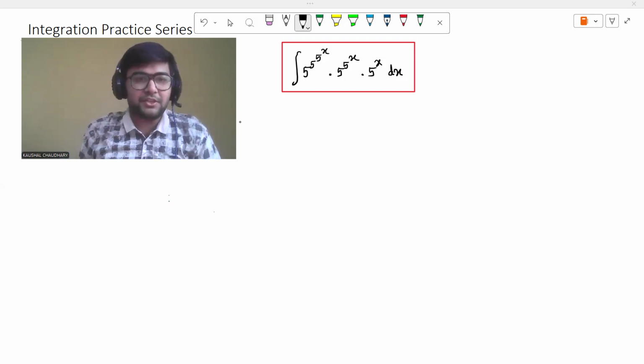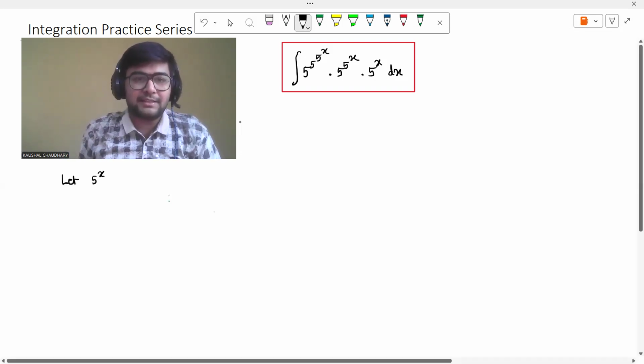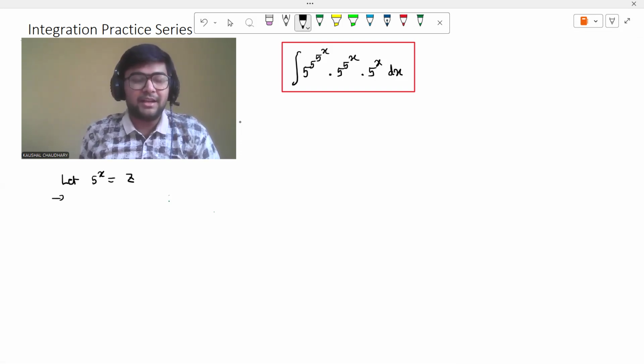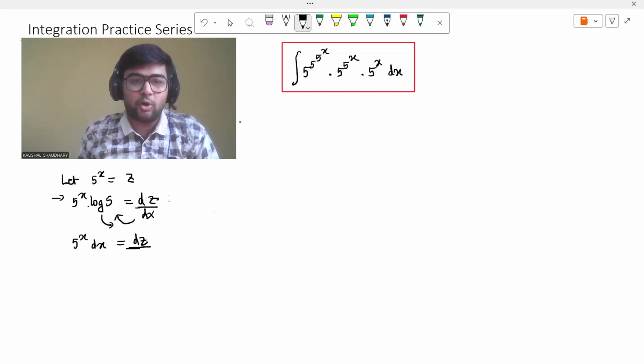So we will substitute 5 to the power x as z. Differentiating both sides with respect to x, we get d/dx of 5 to the power x, that is d/dx of a to the power x, where constant a is 5. So the differentiation becomes a to the power x into log a. So 5 to the power x into log 5, and on the right side I'll get d/dx of z. Correct? So dx I can cross multiply, and log 5 I can take it down. So 5 to the power x into dx, that is dz by log 5.